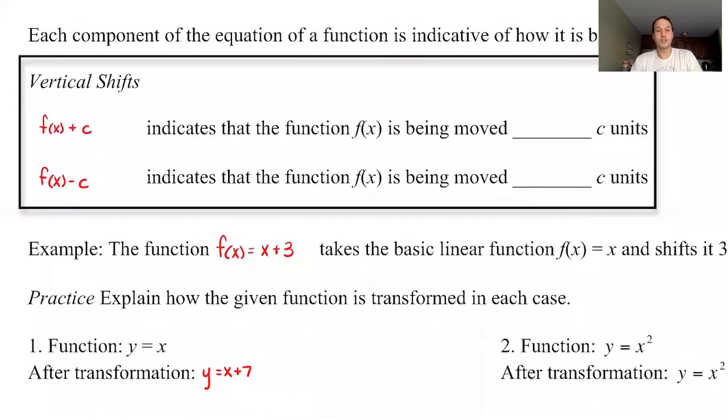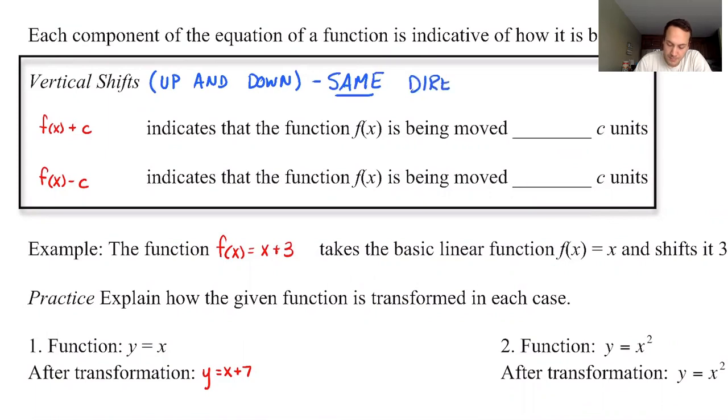We have vertical shifts. Now, vertical shifts are shifts up and down, okay? These are up and down. That's what vertical is, right? Okay. Vertical shifts happen in the same direction. So that's going to be important. Write that down, same direction.